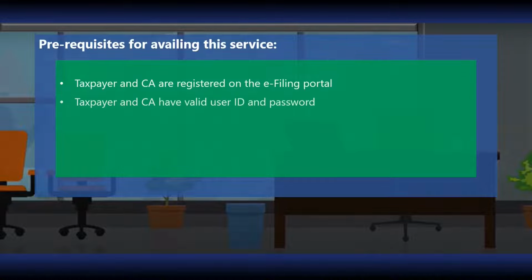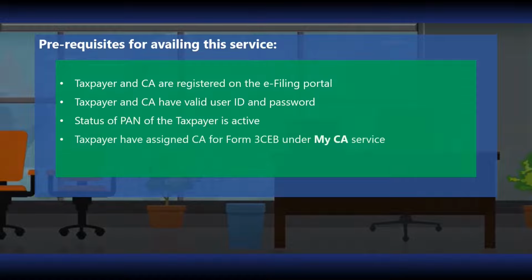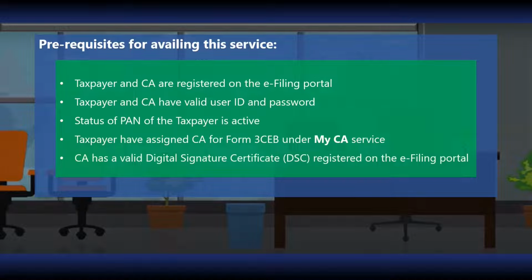Both of them should have valid user ID and password. The status of PAN of the taxpayer should be active. The taxpayer should have assigned Form 3C-EB to the chartered accountant, and the chartered accountant should have a valid digital signature certificate registered on the e-filing portal.